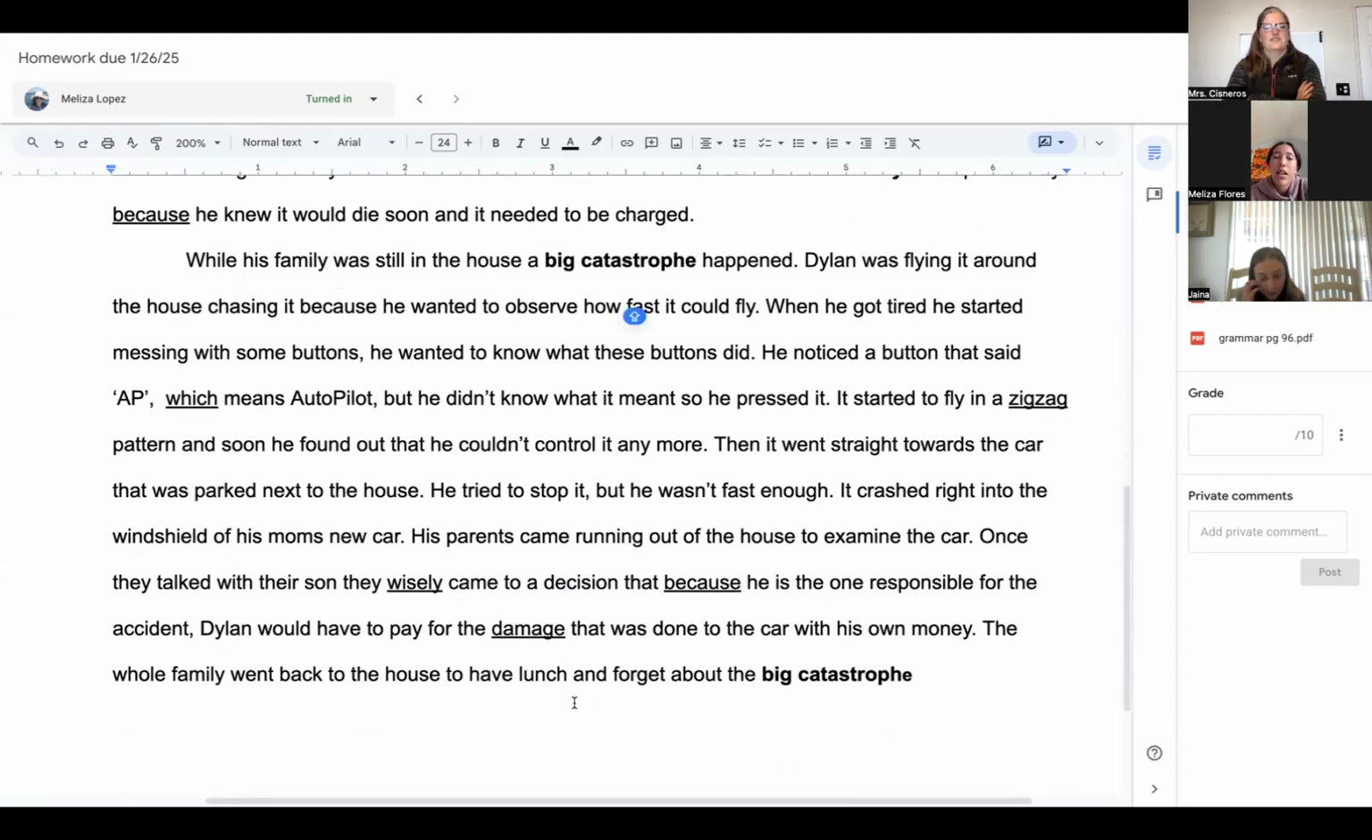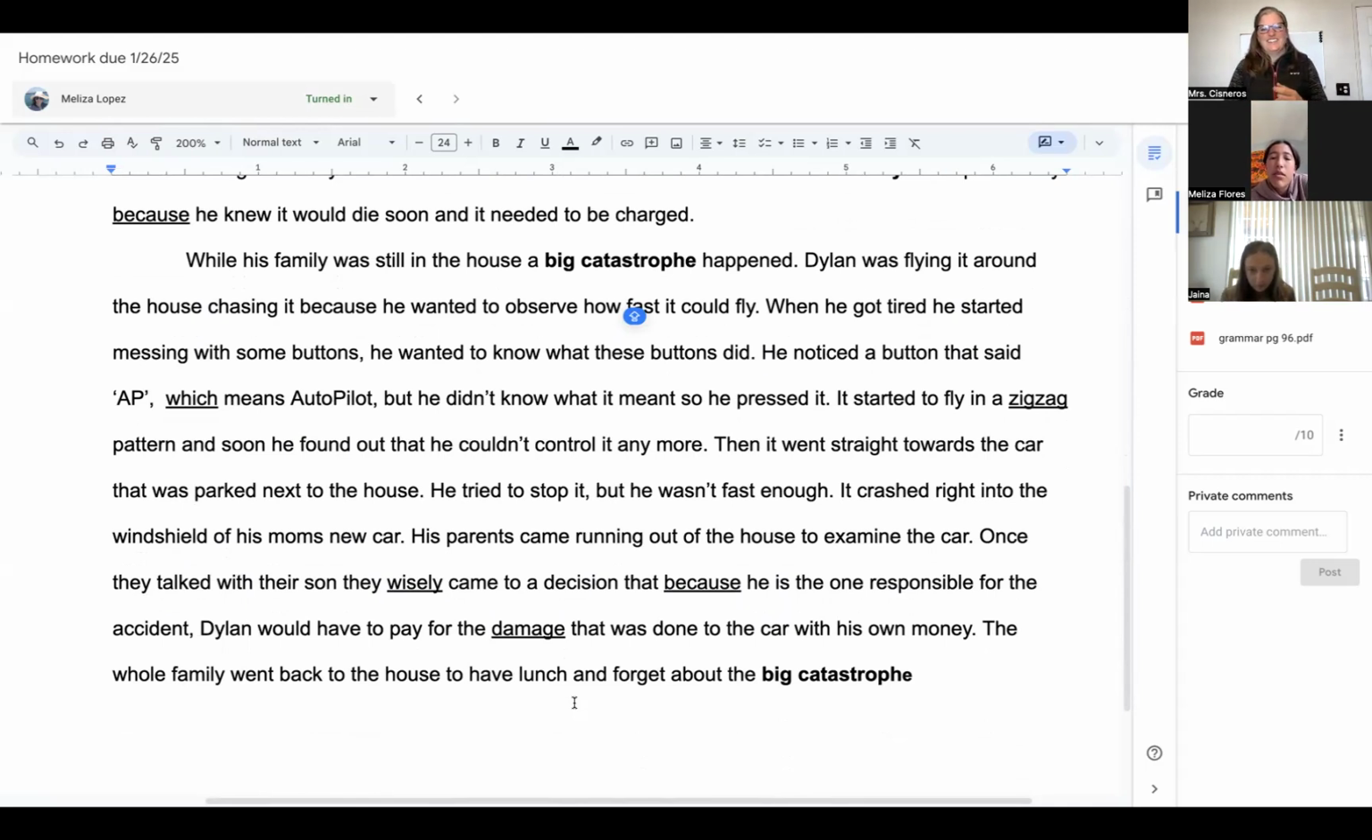While his family was still in the house, a big catastrophe happened. Dylan was flying it around the house, chasing it because he wanted to observe how fast it could fly. When he got tired, he started messing with some buttons. He wanted to know what these buttons did. He noticed a button that said AP, which means autopilot, but he didn't know what it meant, so he pressed it. It started to fly in a zigzag pattern, and soon he found out that he couldn't control it anymore.